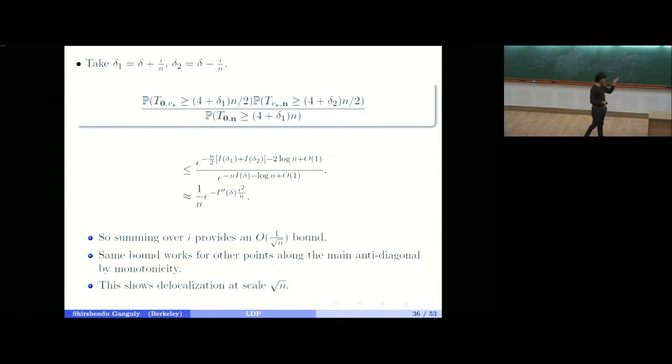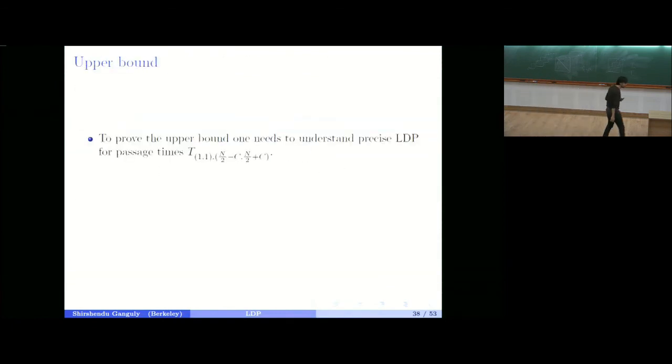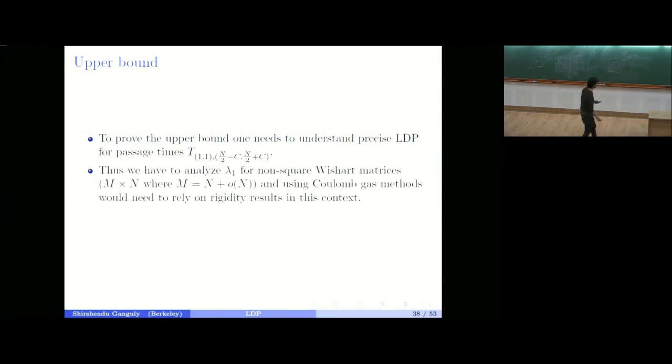For the upper bound, it's more complicated because this sort of monotonicity is not useful. So you have to have some real understanding of large deviation for non-square Bichat matrices. Because the midpoint really depends on n cross n matrices, as you go away from the diagonal, the Bichat matrix that comes into play is m cross n. And so you have to use rigidity results for such non-square matrices. And luckily they're available. So we use that and you can do some precise computation.